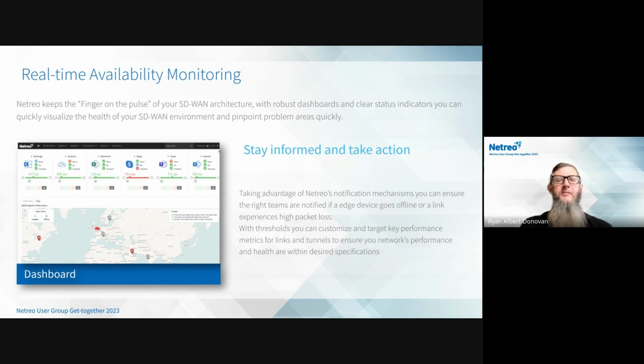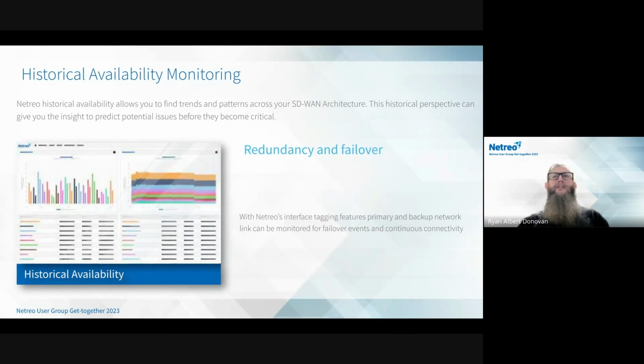Moreover, availability monitoring includes alerting mechanisms. When an issue arises, such as a router going offline or a link experiencing high packet loss, Netrio will notify the responsible team immediately. This rapid response capability helps minimize downtime and ensures your network remains available to users and critical applications. But real-time monitoring is just part of the equation.